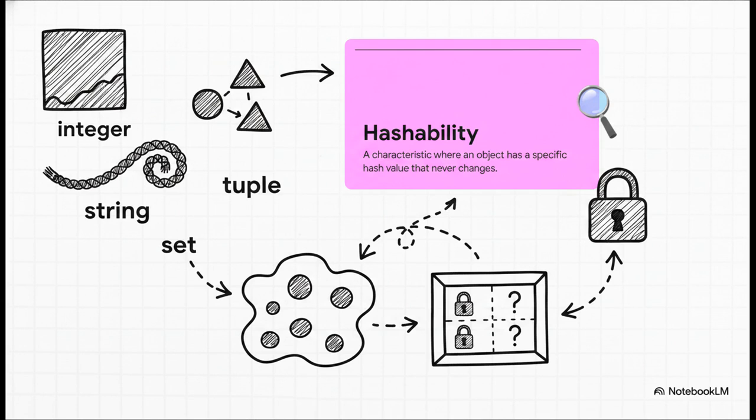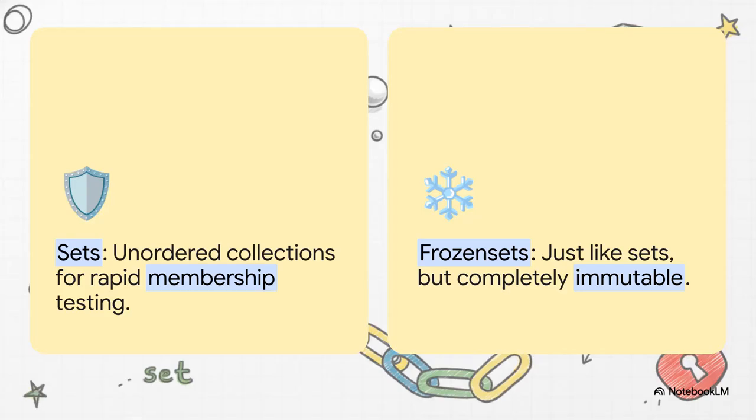An object must be hashable to be a set member or a dictionary key. The golden rule? For an object to be hashable, its hash value can never ever change during its lifetime. That means only our immutable citizens, like integers, strings, and tuples, can be used as dictionary keys or set members. Think about it. If they could change, the mathematical path to find them would be completely lost. So Python gives us sets, which are mutable, and frozen sets, which are strictly immutable.